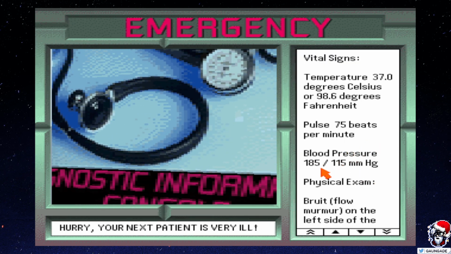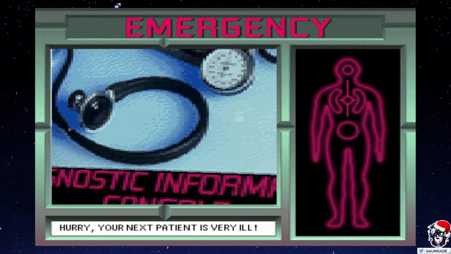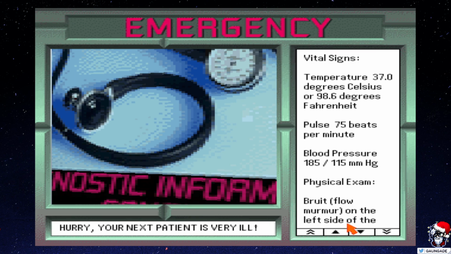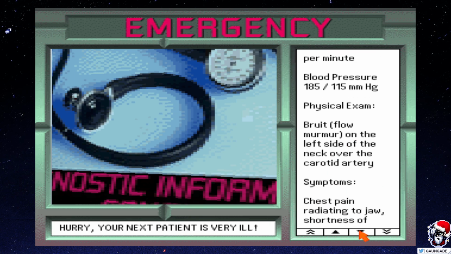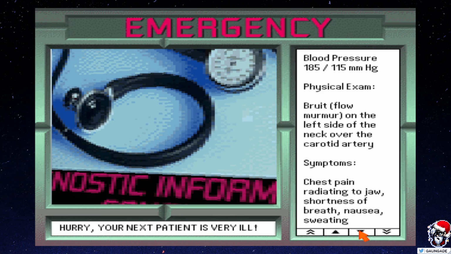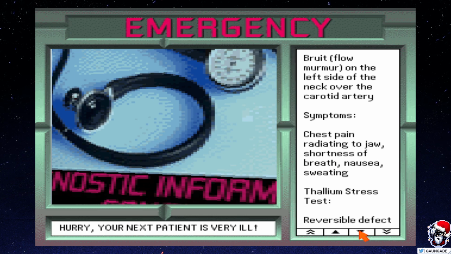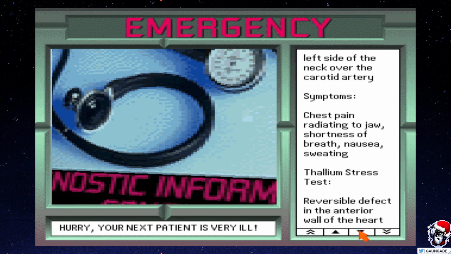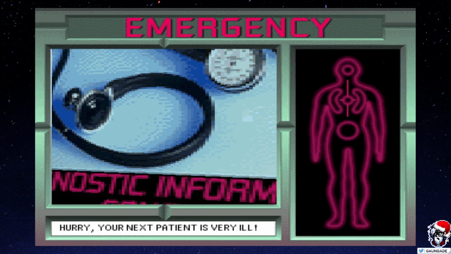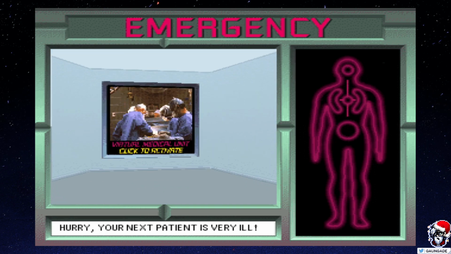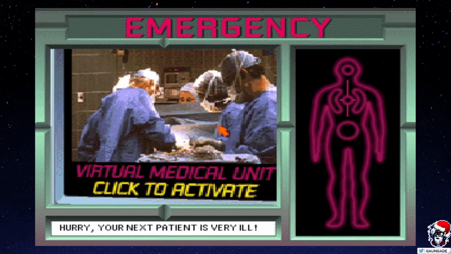35 beats per minute. Good temperature. Blood pressure. Blood flow murmur on the left side of the neck over the carotid artery. Chest pain radiating onto jaw, shortness of breath, nausea, sweating. Visible defect in the anterior wall of the heart. Sorry, sir, I'm gonna have to explode your testicles from the inside.